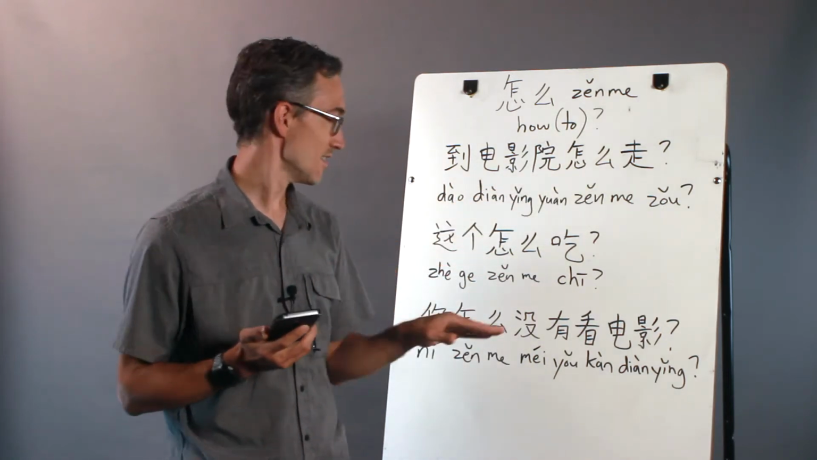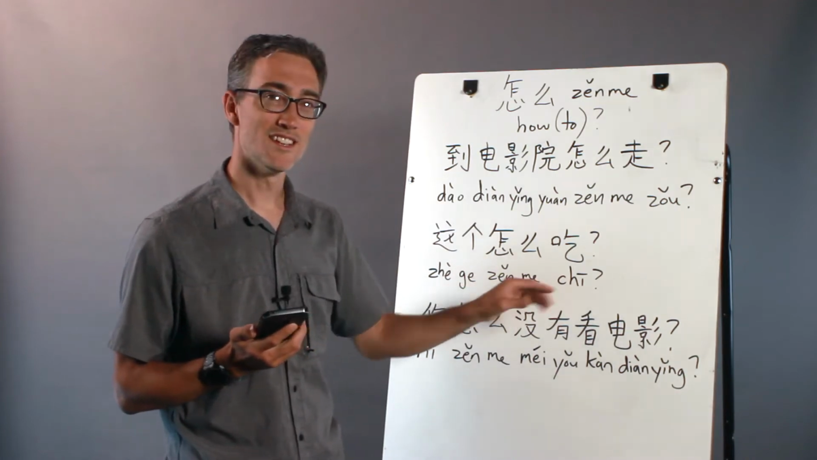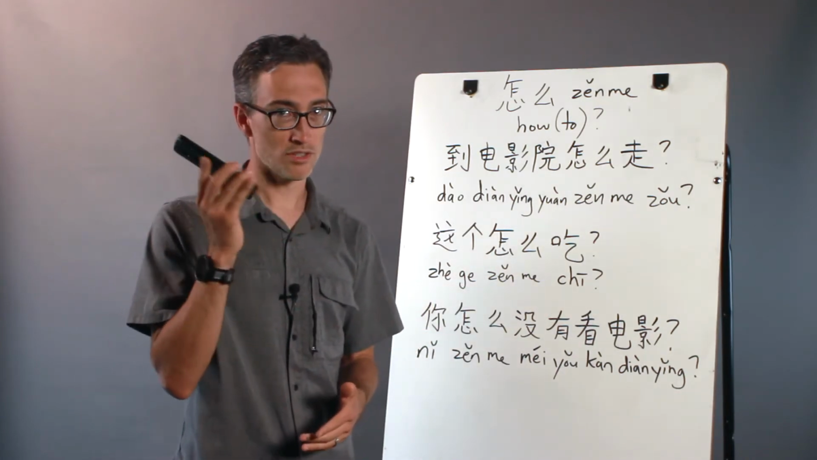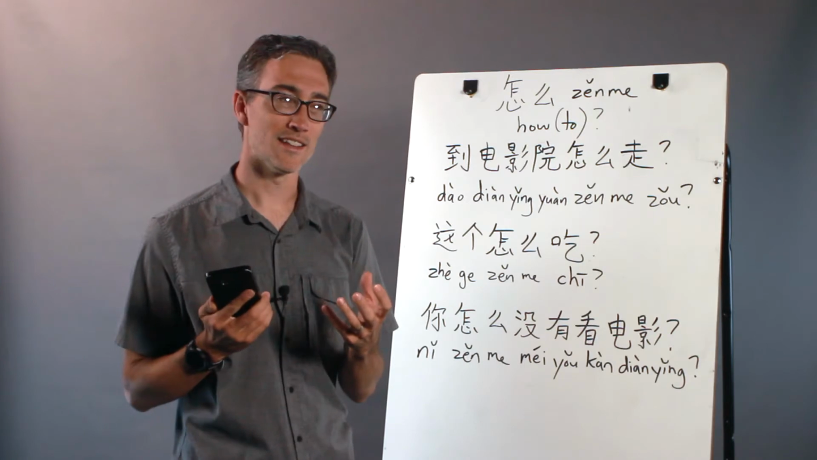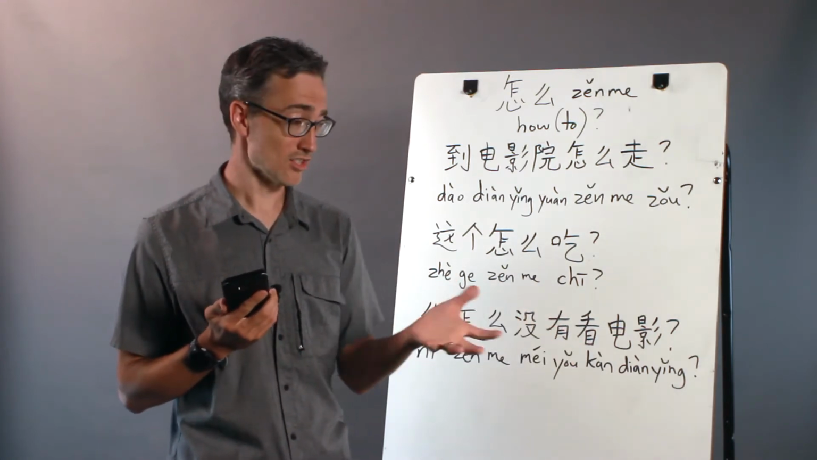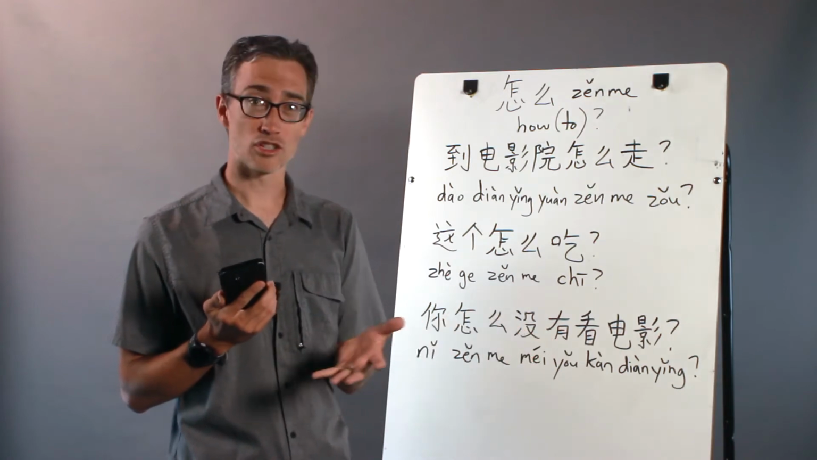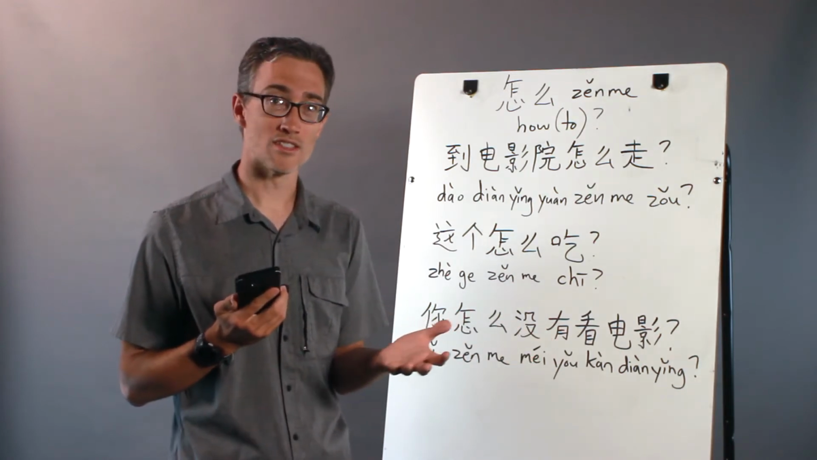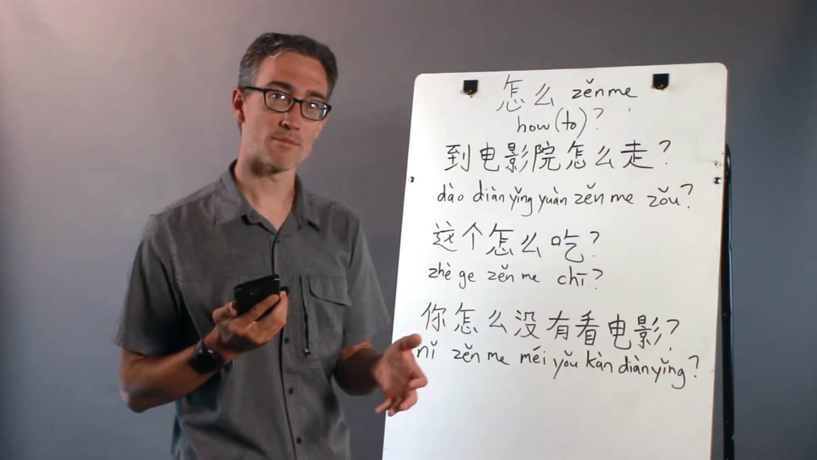Here we have 这个怎么吃? 这个 means this. 怎么吃 means how to eat. So 这个怎么吃? Well, you don't eat cell phones, but let's say I had something in front of me that I'd never seen before. I say 这个怎么吃? And the answer could be 用手, use your hands, or it could be 用筷子, use chopsticks.